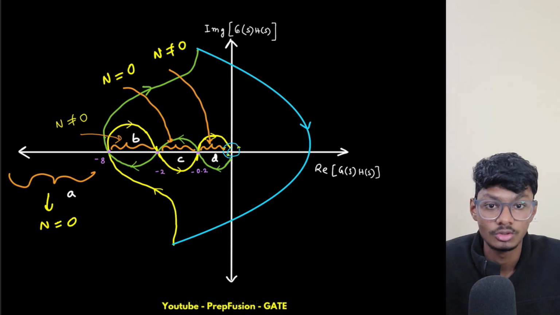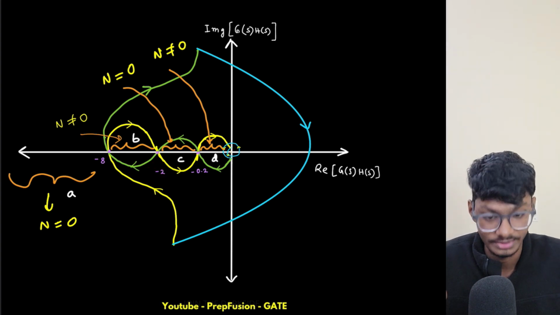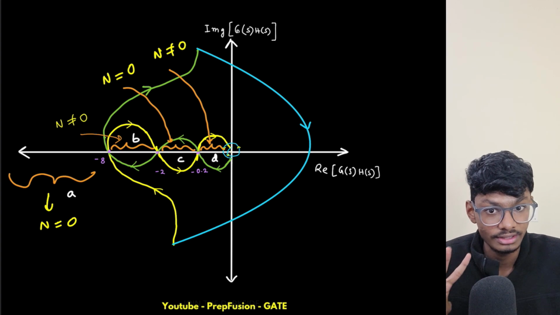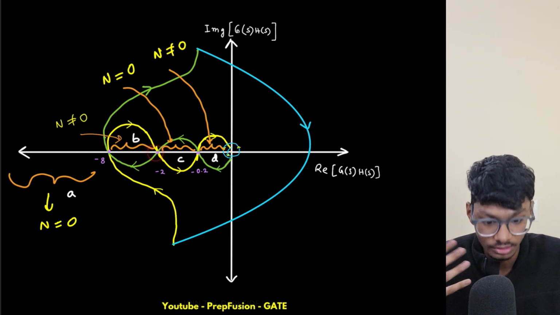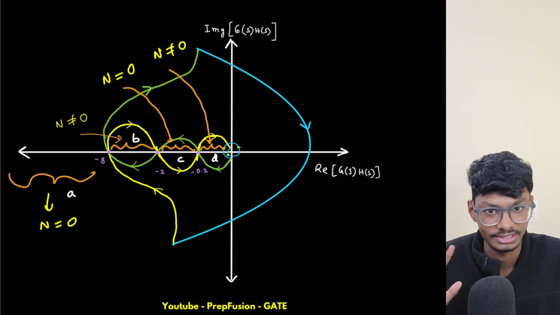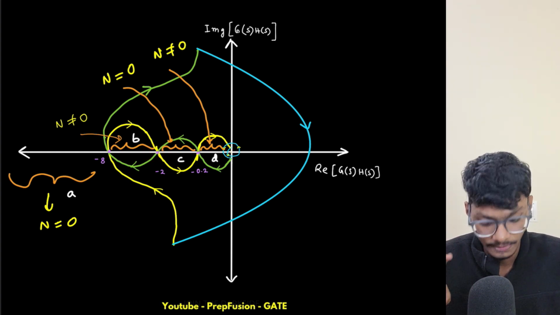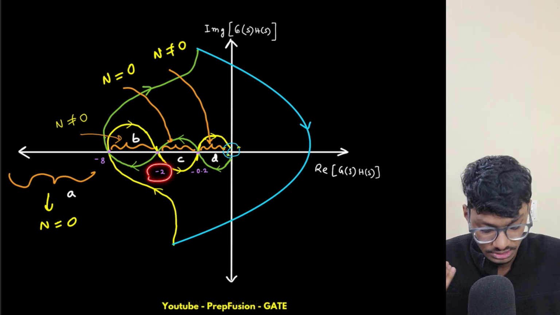Let's say my k is 2, what happens? Simply it will get scaled by 2, right? So this minus 2 point will be minus 4. This intersection point will become minus 4. As my k is 1, G(s)H(s) is minus 2 at this state.